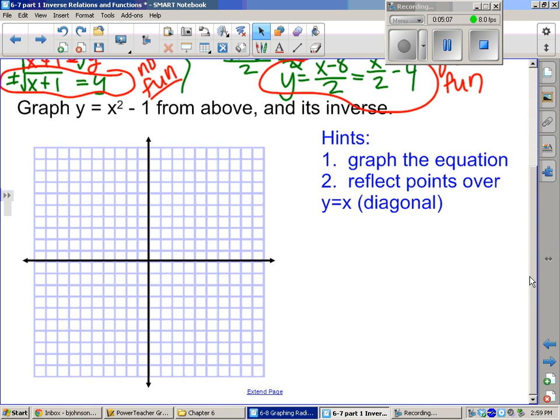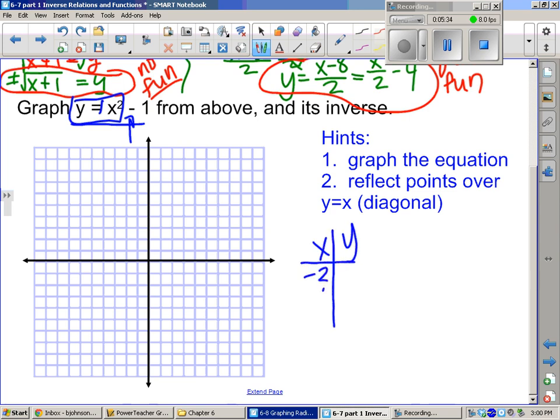Next type of problem, we're going to graph. So we took the equation from up above, y equals x squared minus 1, and we're going to graph its inverse. So first thing to do is graph the original. I hope you remember from first term, that's a parabola. Our steps for graphing that were to make a t-chart and then shift it down. But if you don't remember that, just make a t-chart and plug in your numbers.